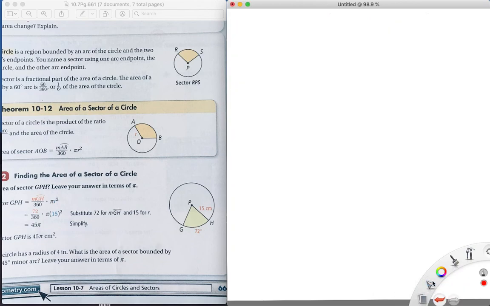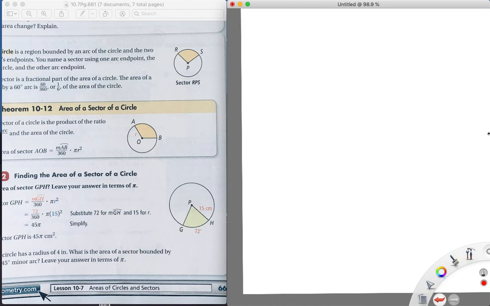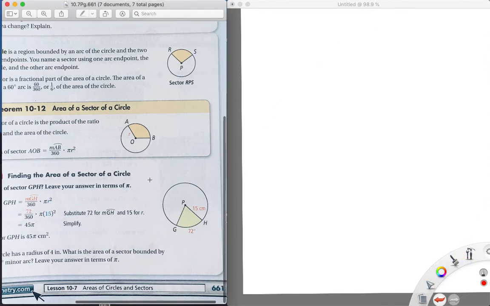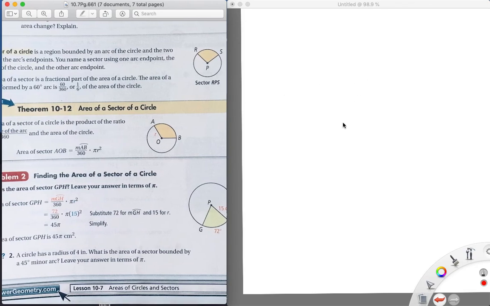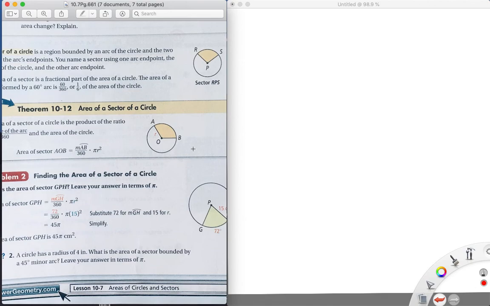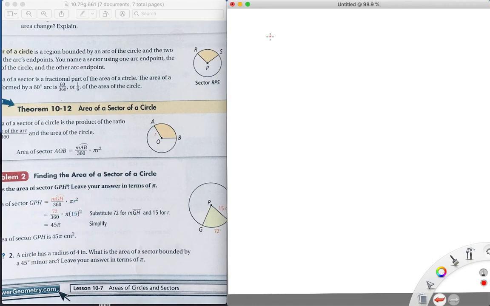So let's look at the got it. So for the got it, they tell me that a circle has a radius of 4. What is the area bounded by the minor arc of 45 degrees? So we have a radius of 4. We have some arc. So our arc is 45 degrees.